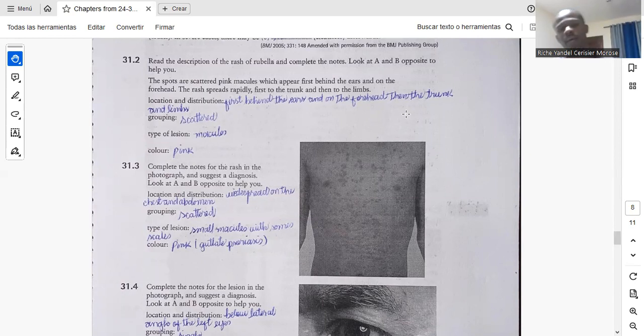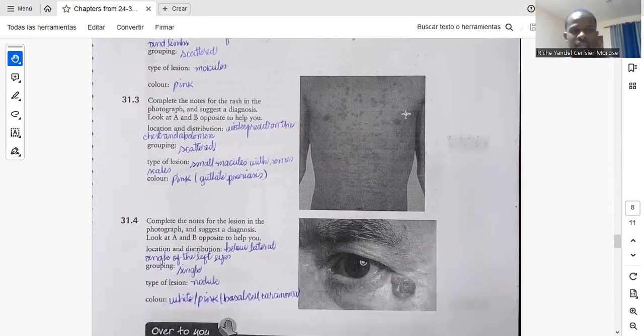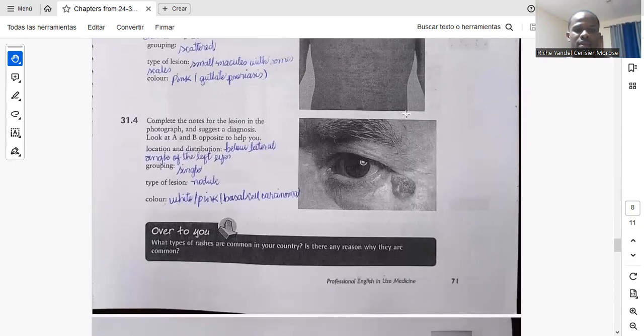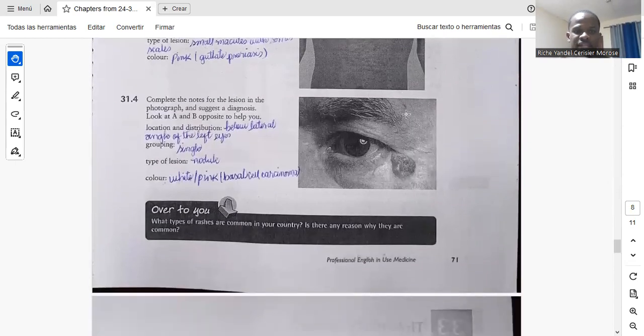Complete the notes on the rash in the photograph and suggest the diagnosis. Location and distribution is on the chest and abdomen. Grouping is scattered. Type of lesion is small macules with some scales. Color pink.